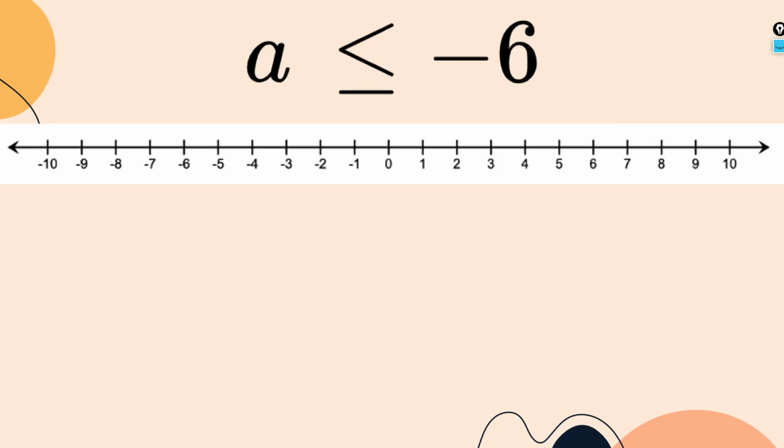Ito, sige nga, sa notebook, graph. A is less than or equal to -6. Again, pause muna ang video, sagot ka muna, and then hit play when you're done. Okay, may sagot ka na dapat. Remember, if it's less than or equal, we expect a ray pointing to the left direction.